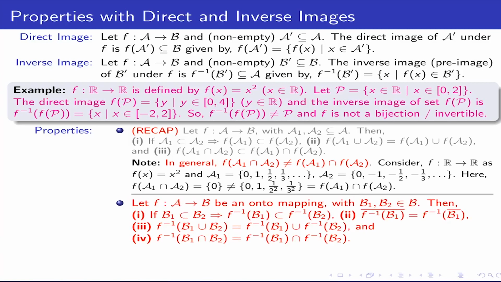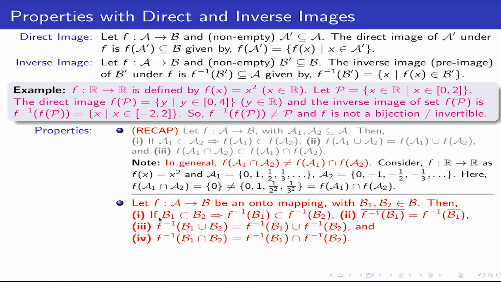This is a new one, depending on the pre-image concept. Let f from A to B be an onto mapping, with B1 and B2 subsets of B. It's a mistake; this notation will be a subset of B. Then, if B1 is a subset of B2, it implies that F inverse B1 is a subset of F inverse B2. It is pretty straightforward because you take an element b belonging to B1. Since this is given to you, it automatically says b will also belong to B2.